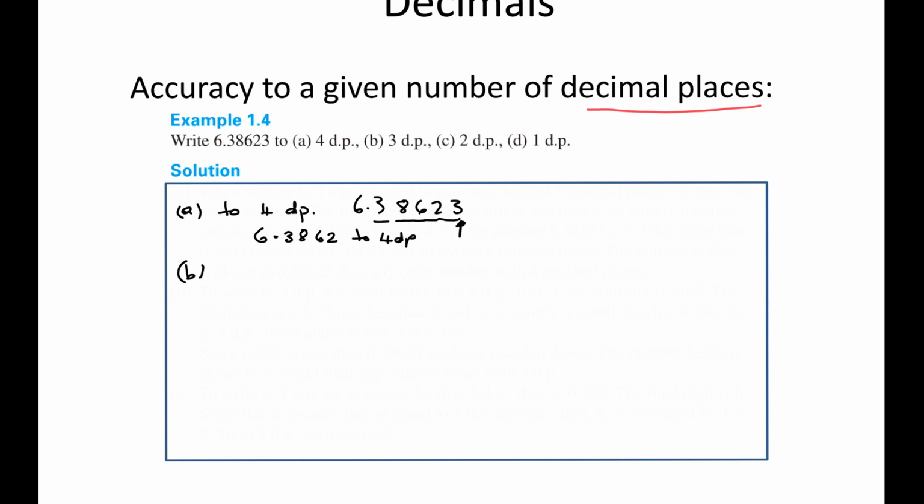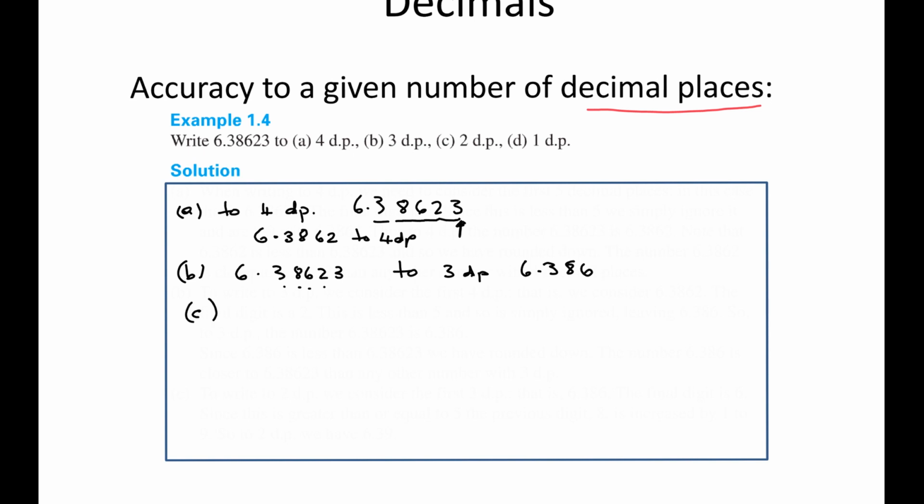If we need to write it to 3 dp, then we're going to look at the 4th figure, the 4th digit, and if we look at that, 1, 2, 3, 4, it too is less than 5, so we can round down or we can ignore the last digit. So to 3 dp, we'd approximate it to 6.386.